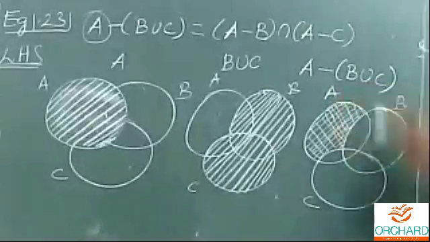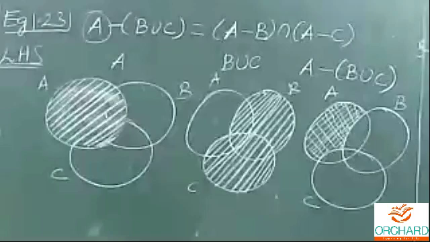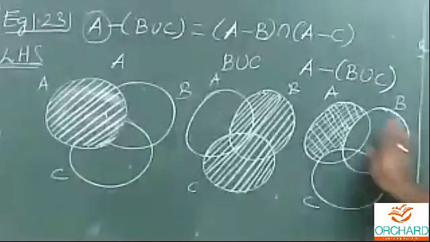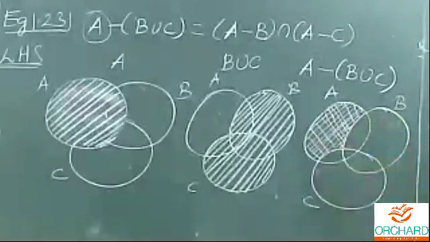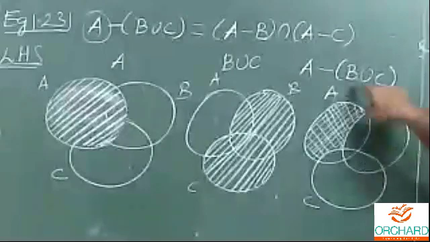Yeah, this is the remaining portion of A. Only this portion, just to remove B union C from A. What does A difference B union C mean? To remove B union C from A.